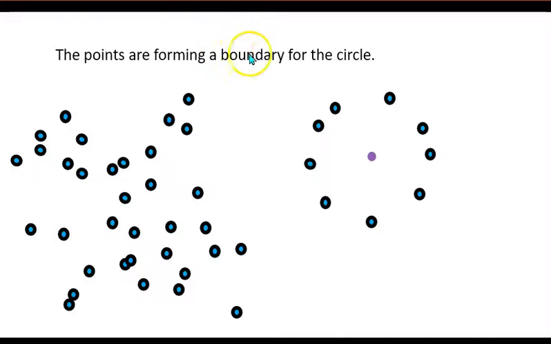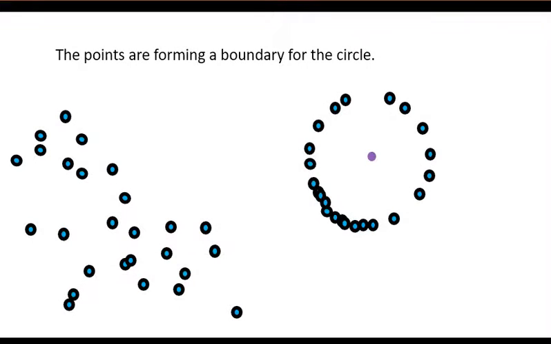They're forming what we call a boundary. This boundary is going to form a circle. Now, we could have these points form a square or maybe a triangle. But in this case, we're moving all of the points around that center point 3 centimeters away. And they're going to form the boundary of a circle.